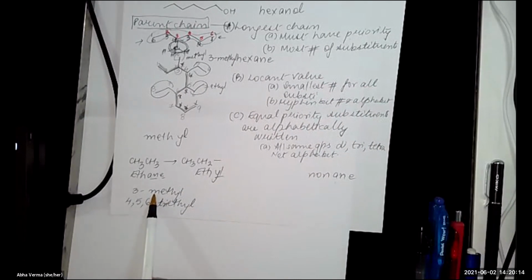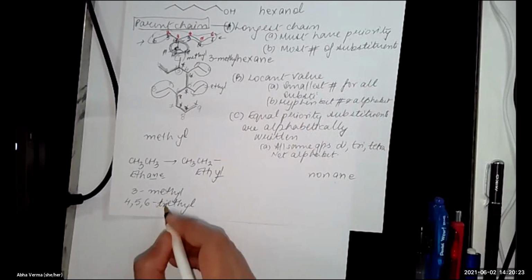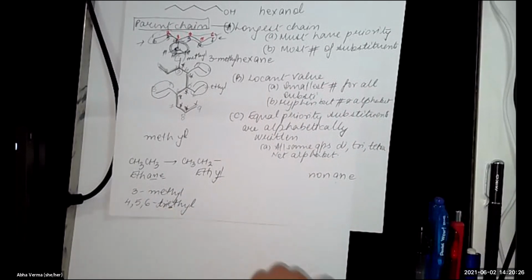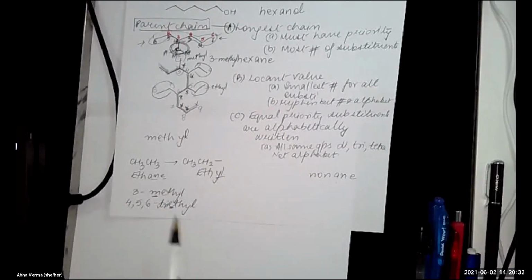Now, usually if you see, M comes before T, right? But we are not going to consider T. We are going to consider the E only. We are going to consider the M. So we are going to compare the M and the E. Any questions? What is this alphabetical writing?